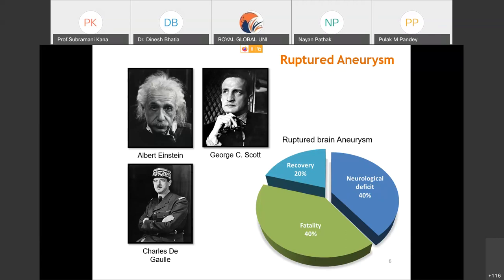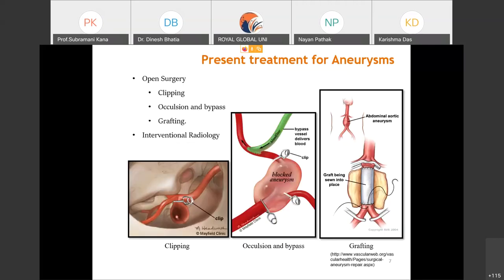Most of the time, the people will die; that is 40%, and only 20% will have a recovery. But even in recovery, they may have some permanent disability in some part of their body. Apart from that, 40% will have a neurological deficit. Somewhere it touches the nerves and there will be permanent damage, so their life will not be the same as before if they have an aneurysm and it ruptures.